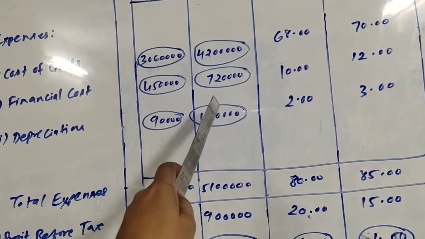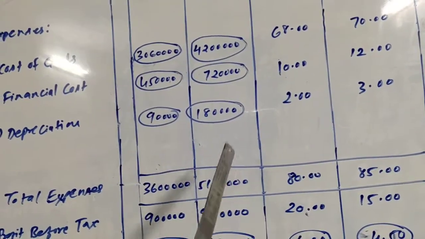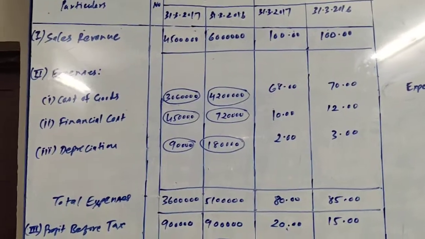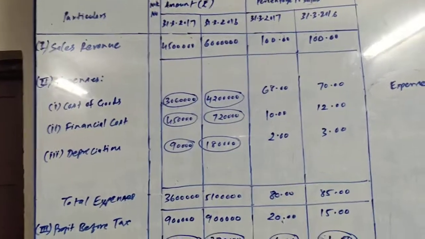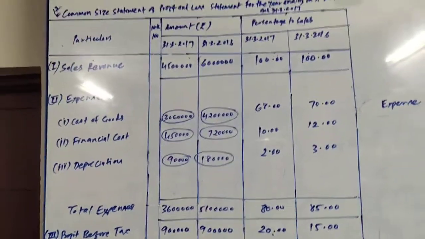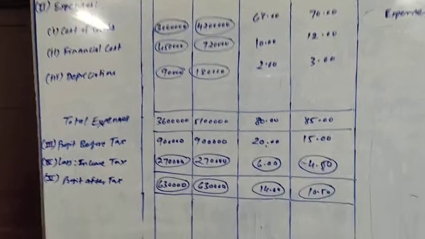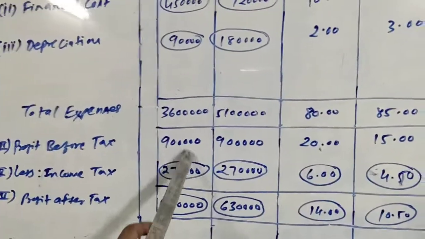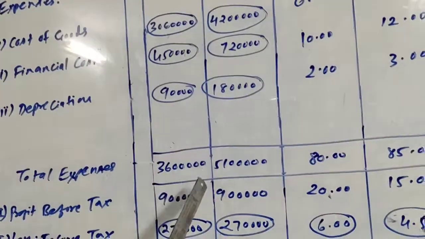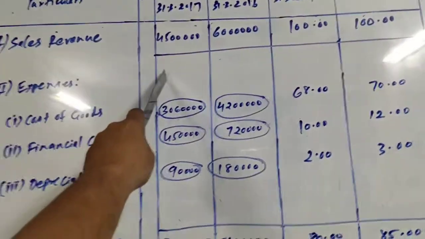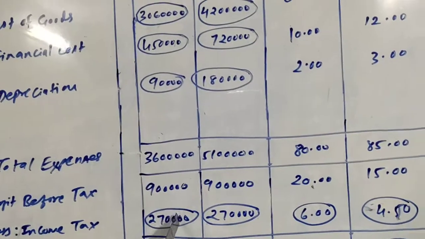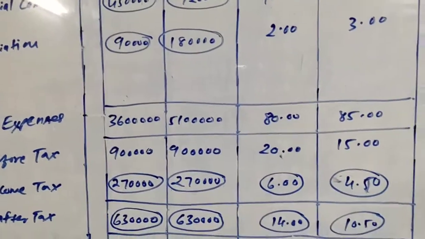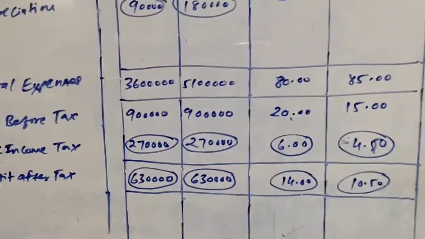Here also 42 lakh plus 7,20,000 plus 1 lakh 80,000, we get 51 lakh, and 51 lakh is given to us, so it is correct. 80% and 85% for total expense is already given, so no need to calculate. Now profit before tax, all the amounts are given to us, 9 lakh, and we can confirm this. 45 lakh minus 36 lakh is 9 lakh, here 60 lakh minus 51 lakh is 9 lakh, right? And percentage 20 and 15 already given to us.